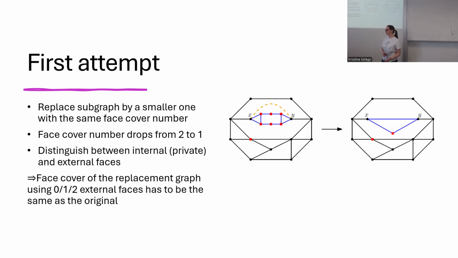So basically, what we need in our inductive construction is for the replacement graph to preserve the face cover number, also given that we use 0, 1, and 2 external faces. In all of these 3 cases, the face cover number has to be the same as the original one.